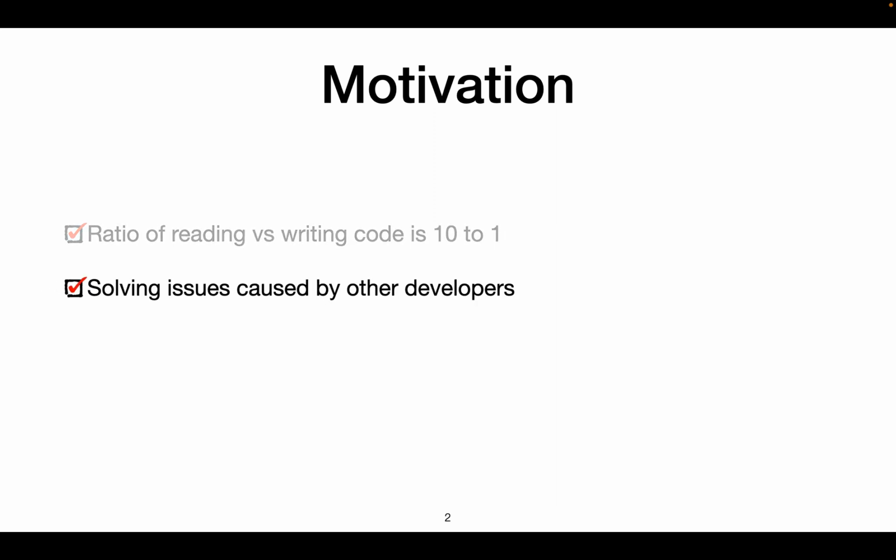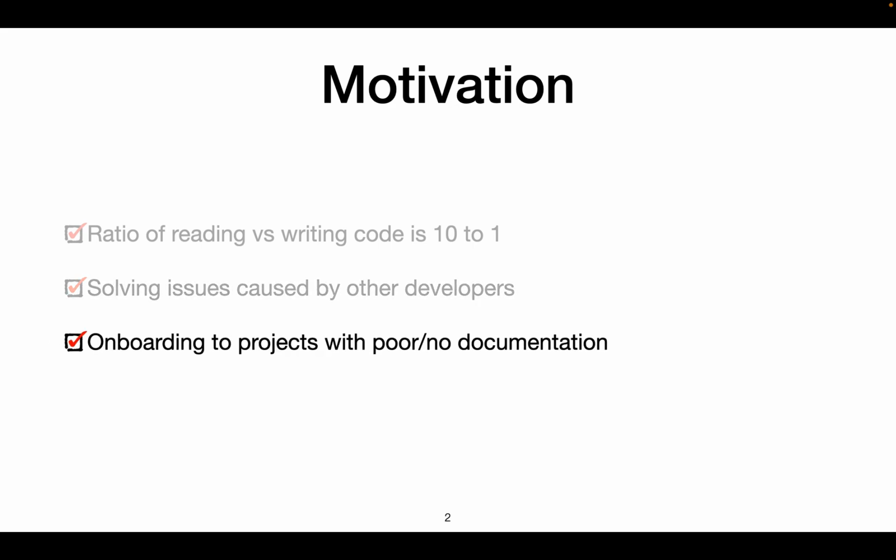Also, developers have to solve issues or fix bugs in the code written by others. So sometimes they have to go into a code they are not familiar with and fix something. So they need to understand that. Also, if someone new joins a team and the project has no documentation or the documentation is poor, they struggle. So this is also an important part in software development activity, like onboarding in a new project.